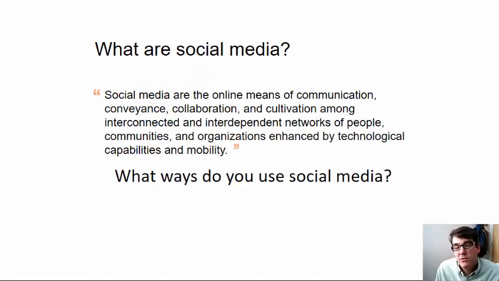What are social media? It's interesting that oftentimes people want to say what is social media, but we want to take it from the perspective of what are social media. The reason is that there are a lot of different social media, so it really is a plural type of thing. Just looking at the definition, social media are the online means of communication, conveyance, collaboration, and cultivation among interconnected and interdependent networks of people.